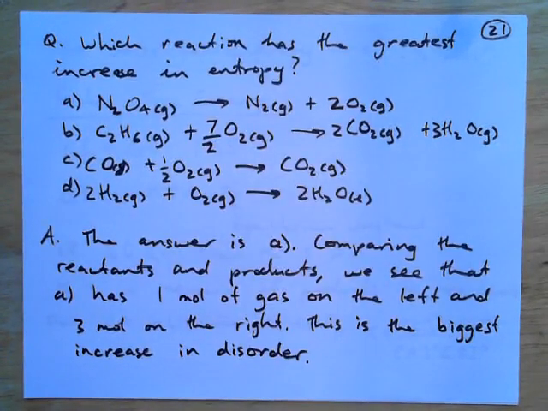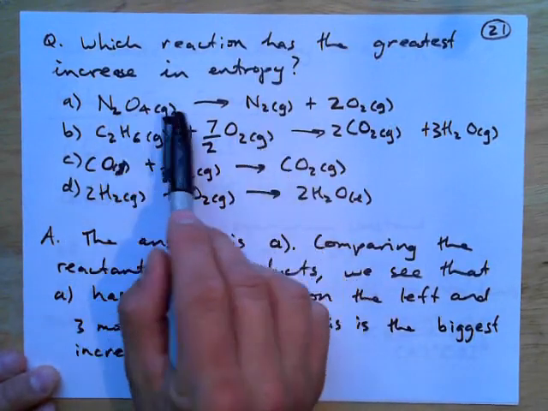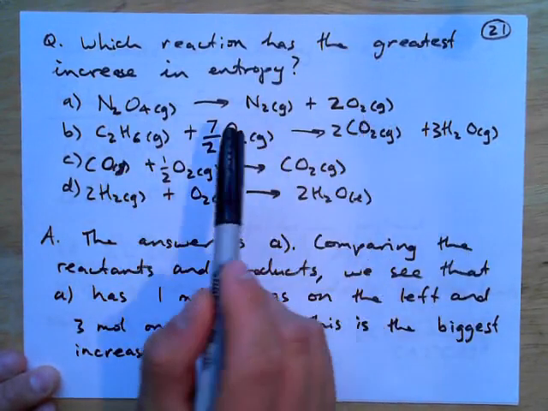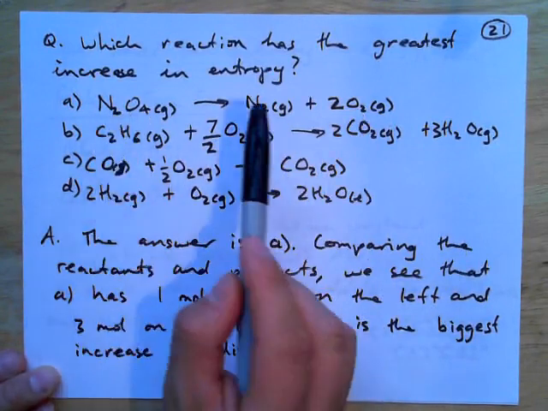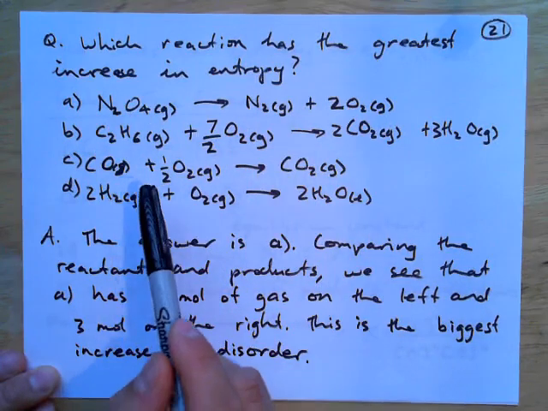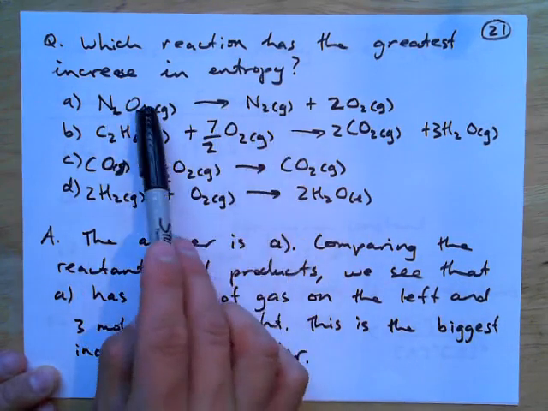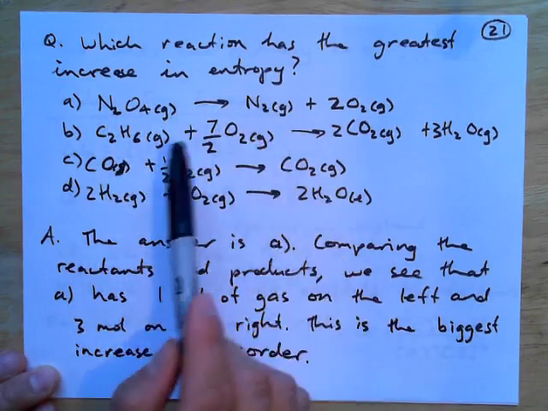Which reaction has the greatest increase in entropy? If we look at N2O4 breaking up to N2 and O2, we see that we have 1 gas molecule forming 1 plus 2 is 3 gas molecules total. So that's a very favourable entropic result here.